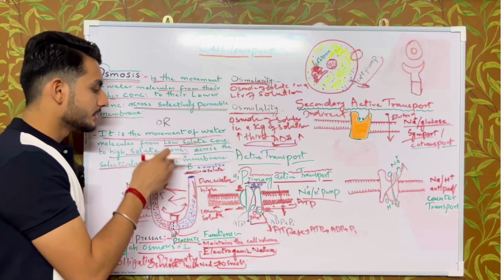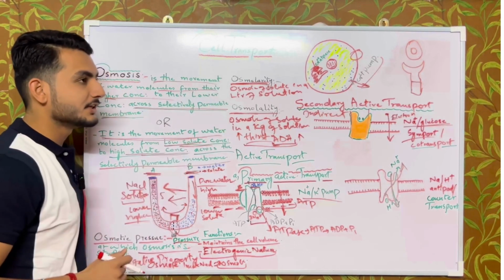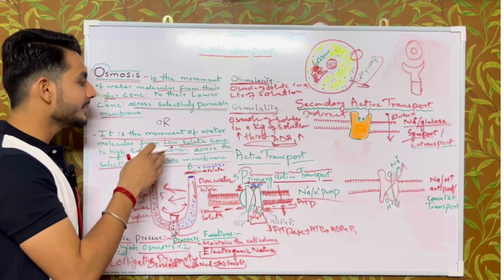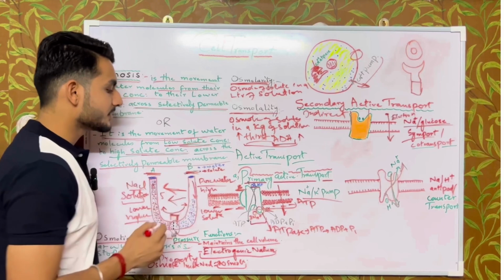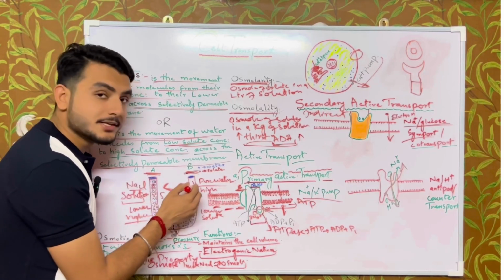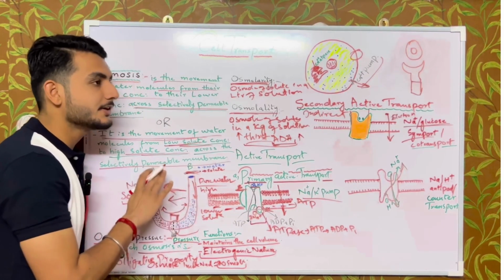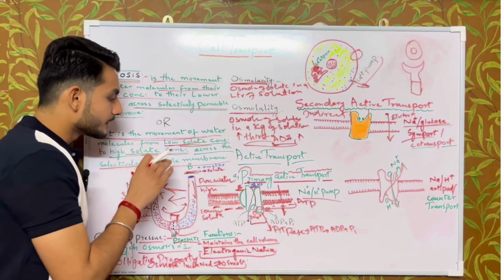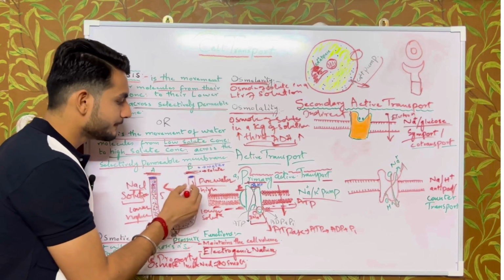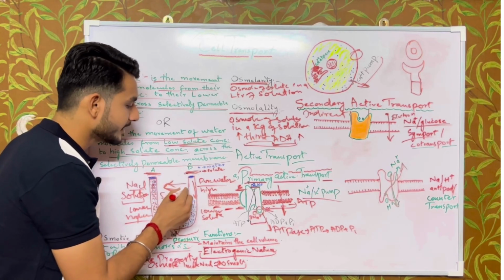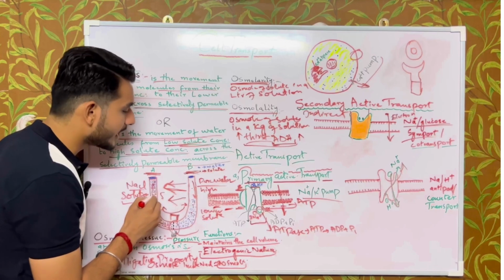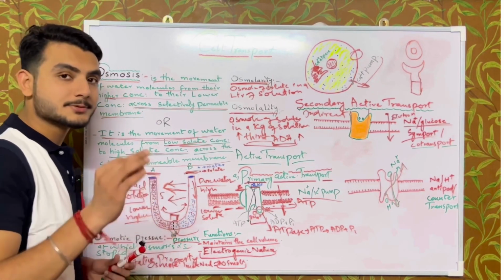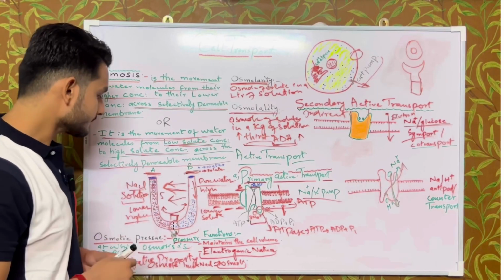So let's connect this diagram to the second definition as well. We learned that osmosis is the movement of water molecules from low solute concentration, because chamber B is filled with pure water. It doesn't have solutes in it. So the movement of water molecules in this case will be from chamber B to chamber A, from low solute concentration to the high solute concentration across a semi-permeable membrane. So it must be clear to you, I hope.